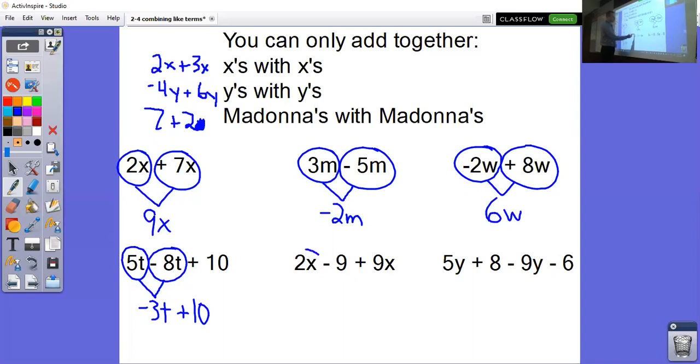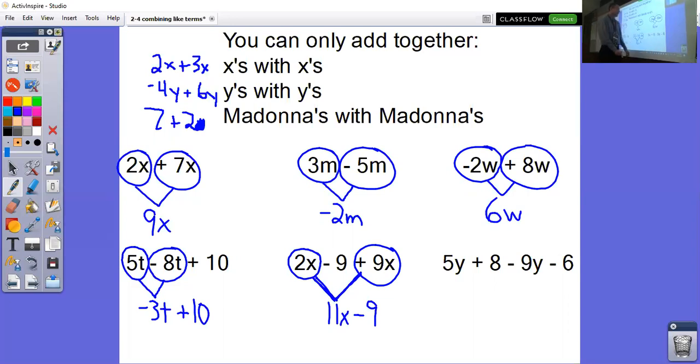Sometimes they're going to try and trick you. The letters that have the same last name might not always be right next to each other, all right? This time we have a Madonna in the middle, so we're just going to ignore that. We're going to add together the 2x and the 9x to be 11x, and then just bring down our minus 9. Make sure you bring down the right sign with that 9. We cannot add together the x and the Madonna, all right? They have to have the same last name.